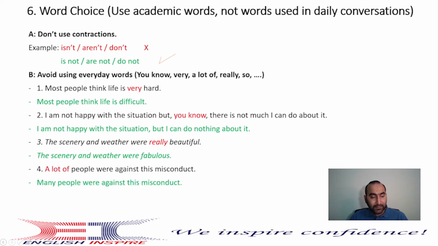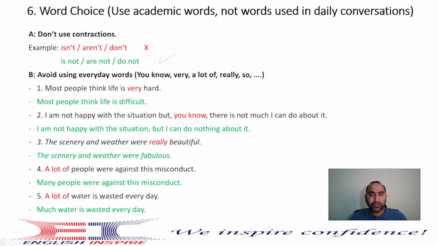The fourth example, a lot of people were against this misconduct. So the word a lot of, again, I'm not going to use this in my academic writing, so I will change it to many because people is countable here. So we need many people were against this misconduct. The same with number 5, but here the word water is uncountable. So we change the word a lot of and put the word much because water is uncountable. So much water is wasted every day. So word choice is very important.